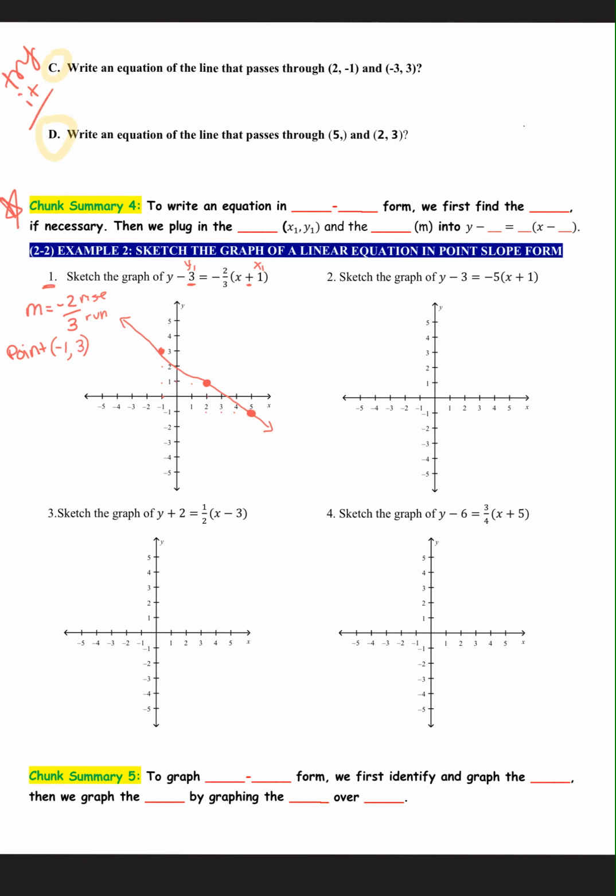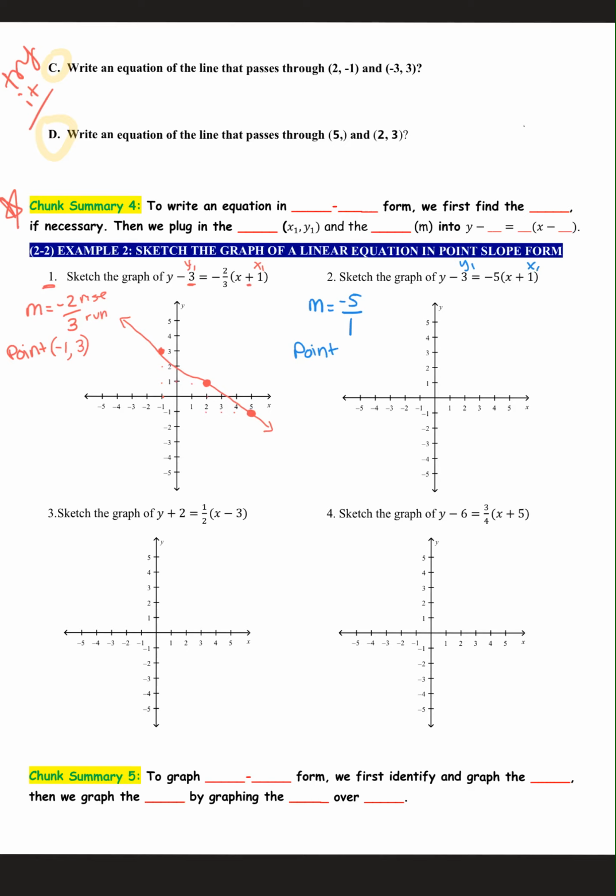Sketch the graph of y minus 3 equals -5 times x plus 1. So I first need to figure out what my slope is. I'll do it in blue this time. So my slope is -5, but whenever we have a whole number, we always put a 1 under it. And then I need to know what my point is. So this guy right here is my y1, and this guy right here is my x1.